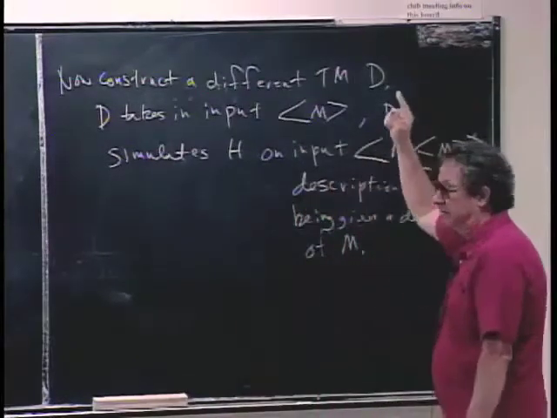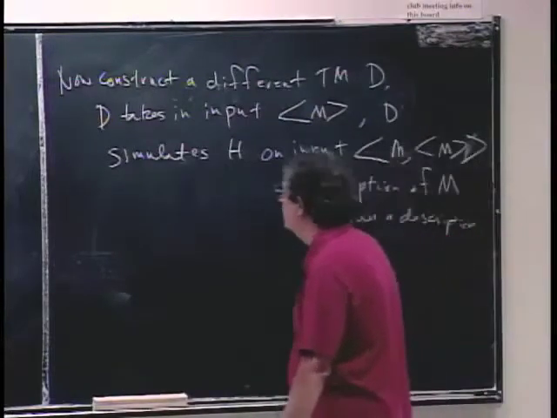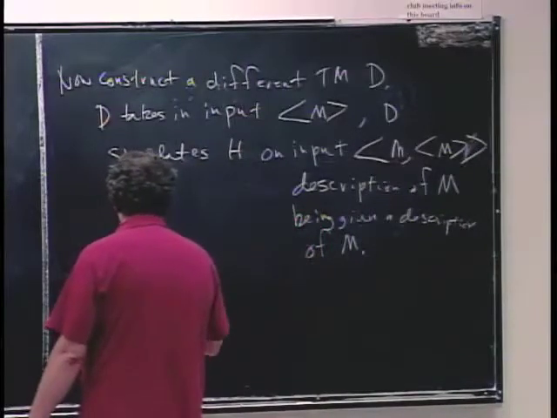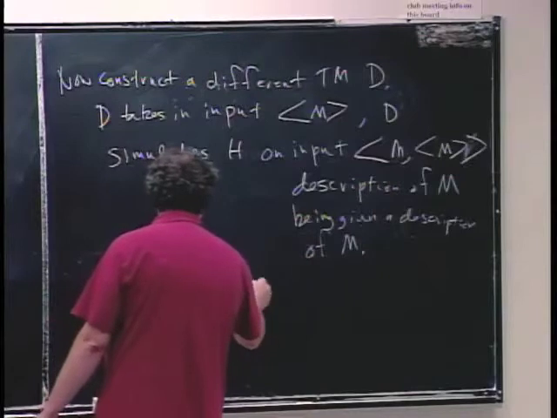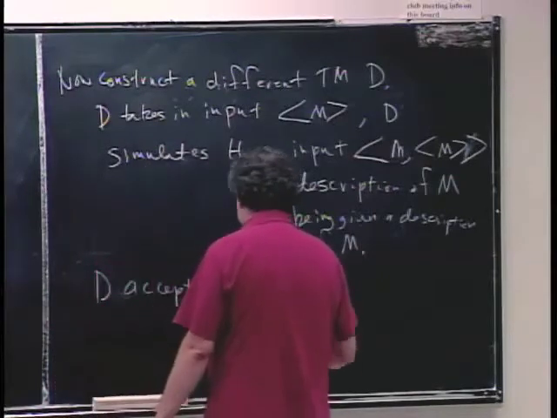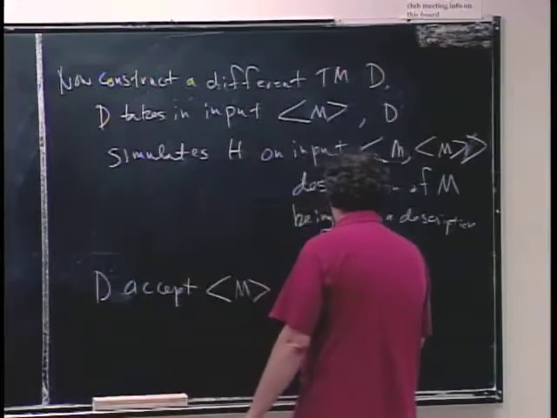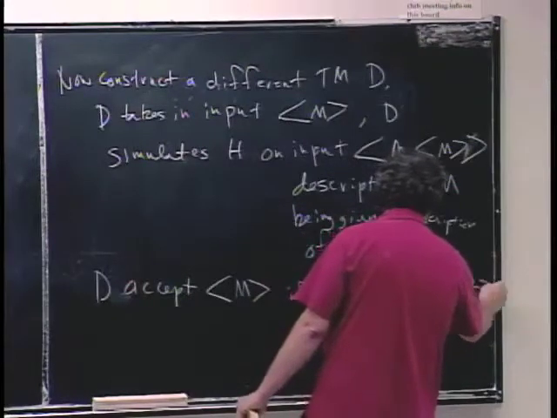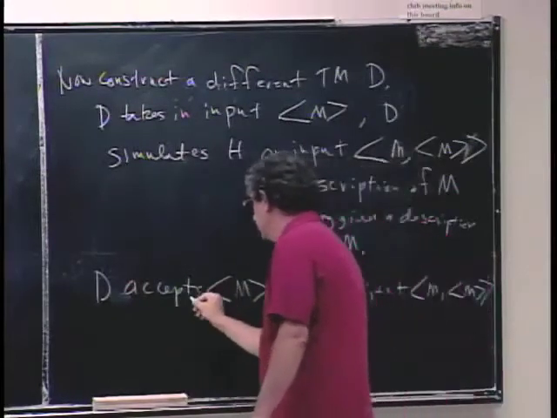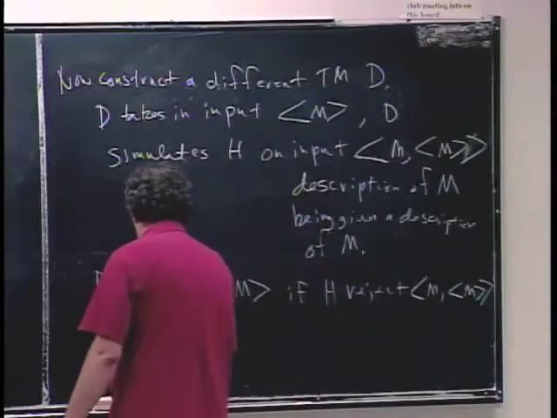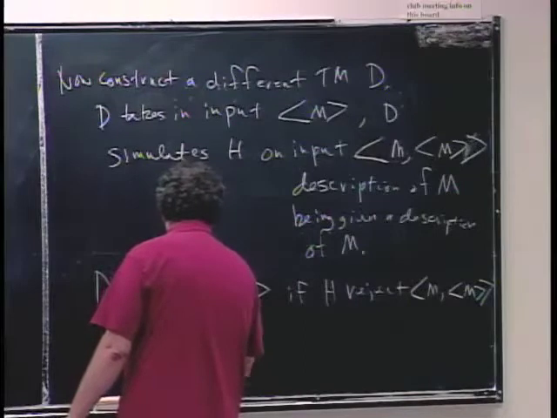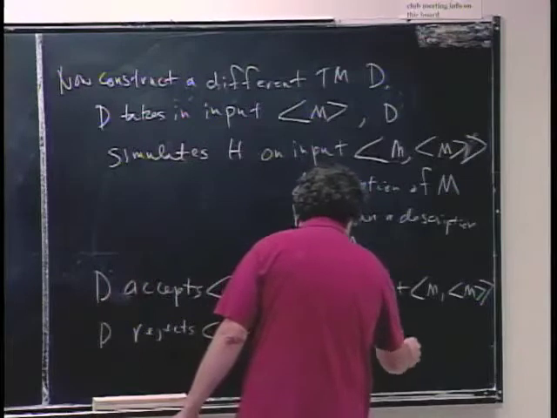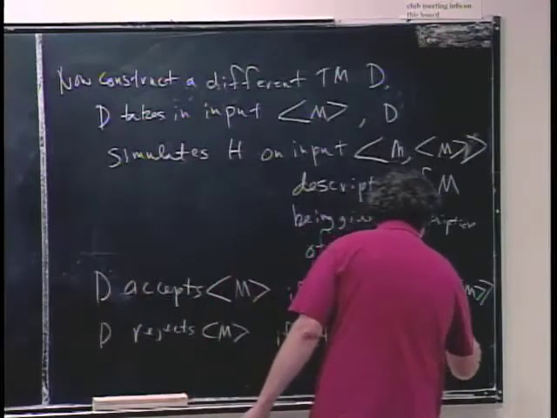That's what D does. And what is it? What does it accept and reject? D accepts M if H rejects M, M. Okay? And D rejects M if H accepts M, M.